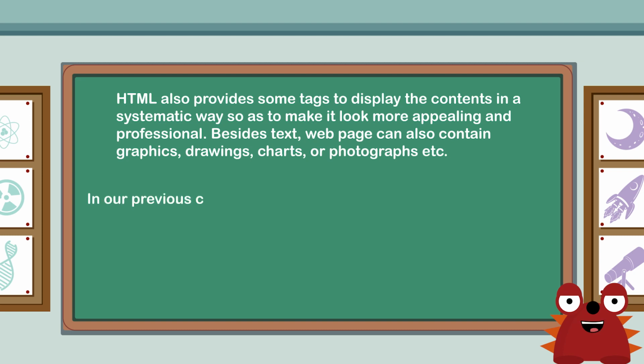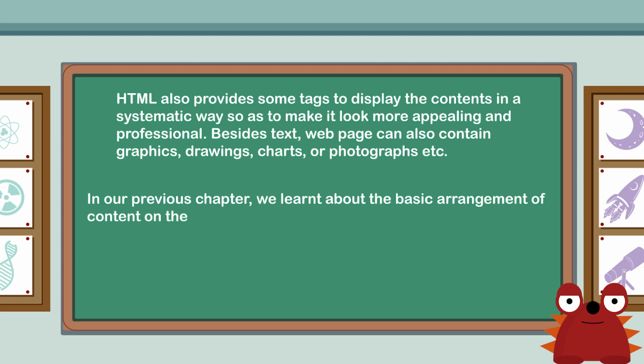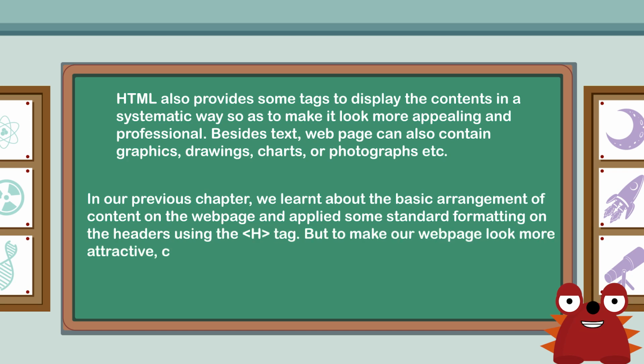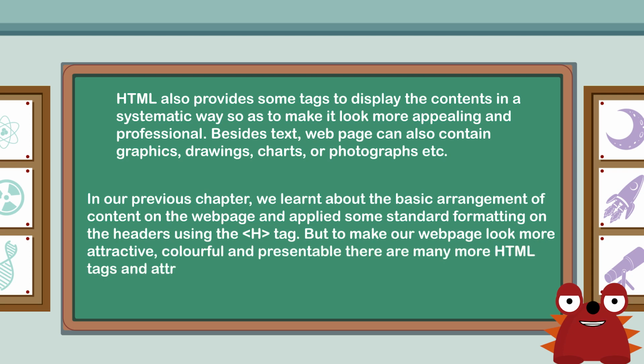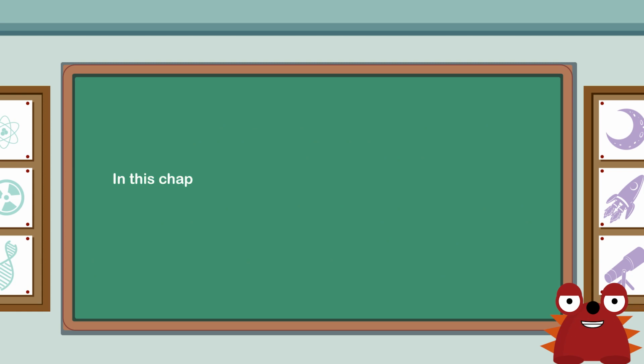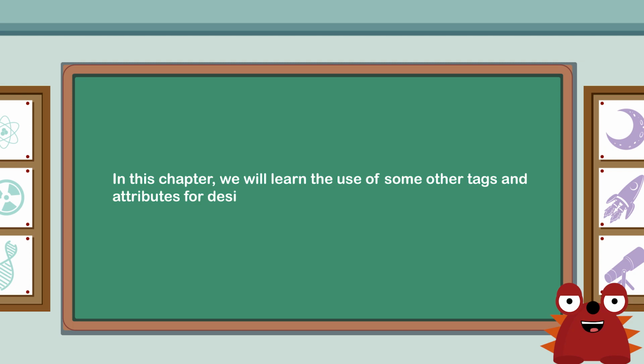In our previous chapter, we learnt about the basic arrangement of content on the web page and applied some standard formatting on the headers using this tag. But to make our web page look more attractive, colorful, and presentable, there are many more HTML tags and attributes which can be added to the page body or to the page content. In this chapter, we will learn the use of some other tags and attributes for designing creative web pages.